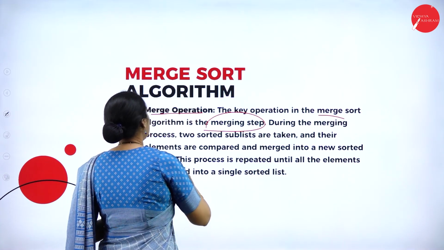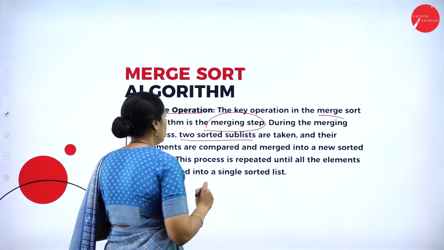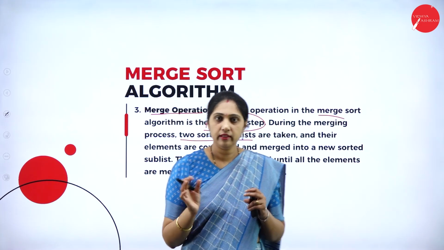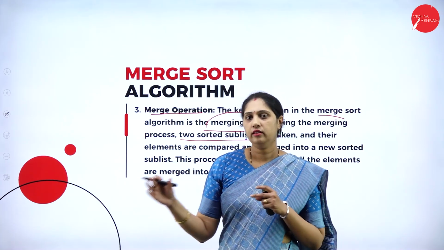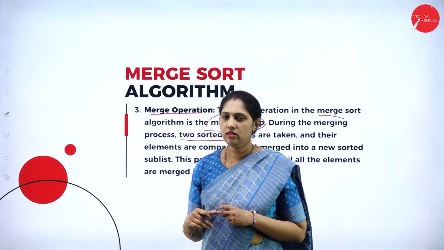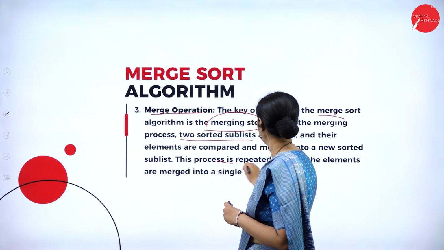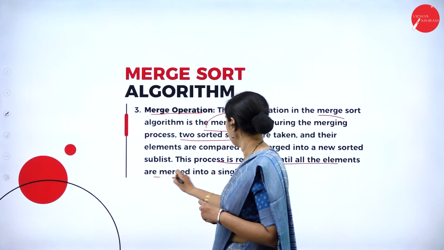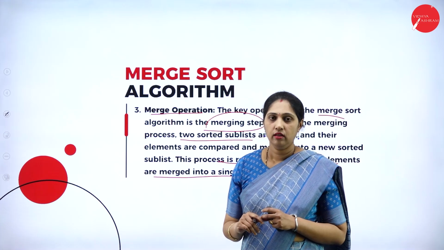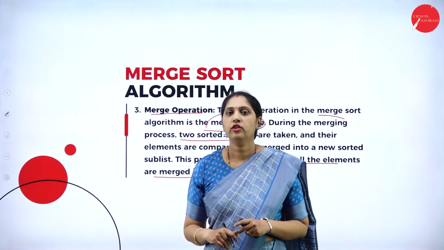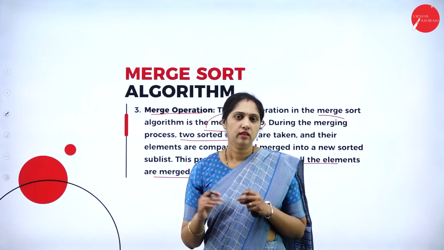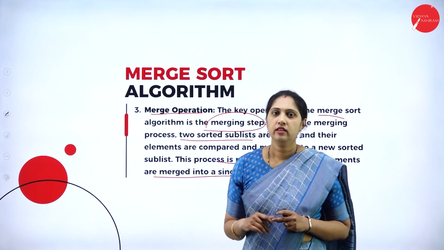What we do in this, there will be two sorted sublists. The two sorted sublists will be compared, and then the final merging is done. This process is repeated until the elements are merged into a single list. If we don't merge, we don't get the final output. That is, we don't get the final sorted array.